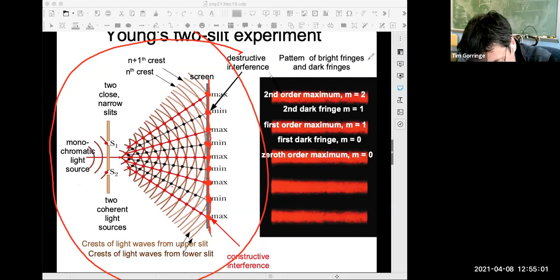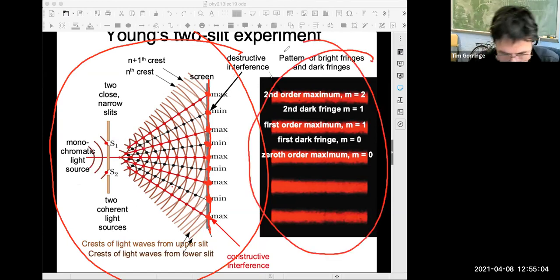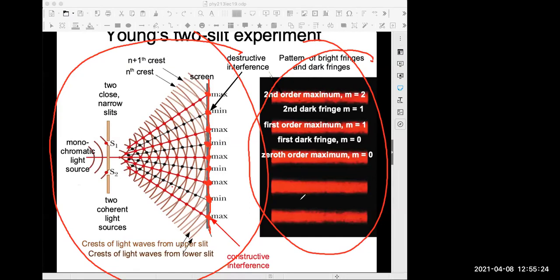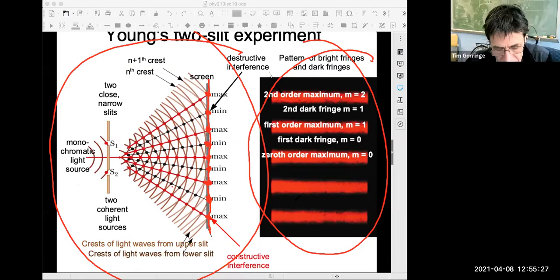And over here on the right-hand side is a real photograph of such an interference pattern. You see in the center a bright maxima. We're getting constructive interference. Either side of it, you see another maxima. Either side of that, you see another maxima of bright interference. And between them, you see dark, destructive interference. We call the bright interference patterns bright fringes. We call the dark interference patterns, destructive interference patterns, dark fringes.